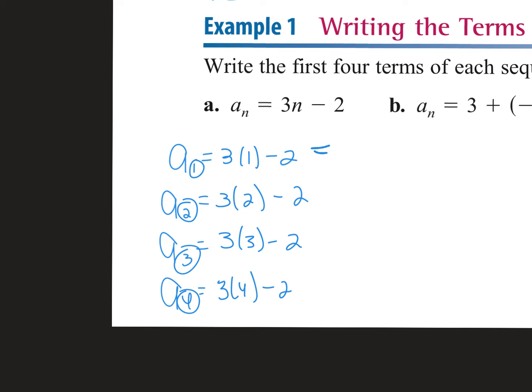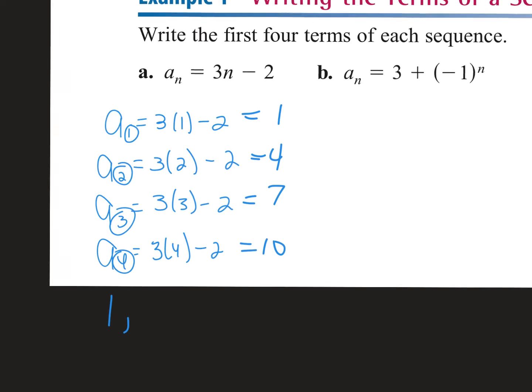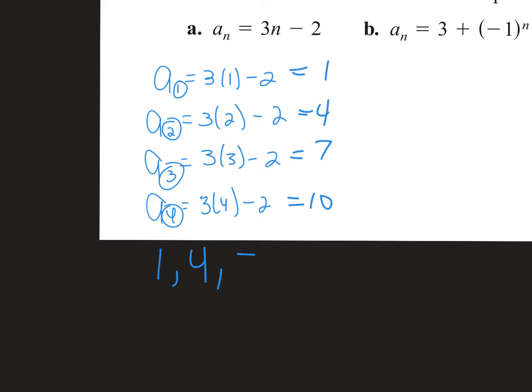What's 3 times 1? 3. Minus 2 is 1. 3 times 2? 6. Minus 2? 4. Good. 3 times 3? 9. Minus 2, 7. 3 times 4? 12. Minus 2, 10. So the first 4 terms of this sequence are 1, 4, 7, and 10.